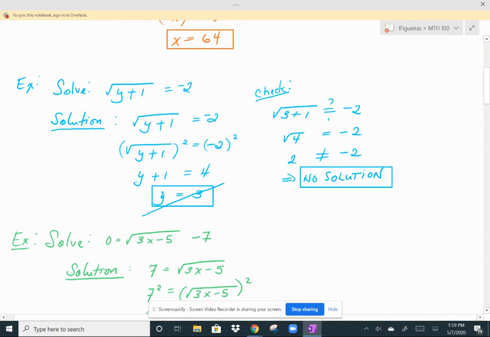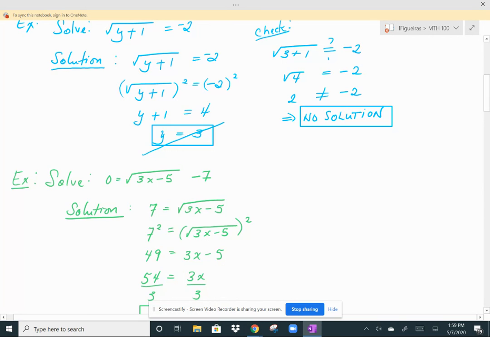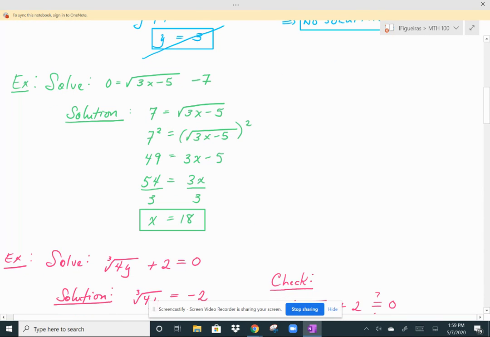Okay, so here's another example. Here in green, I have 0 equals the square root of 3x minus 5, minus 7. So again, here I have a radical with 2 terms on the inside, but that minus 7 is on the same side as the radical. So the first thing you want to do is add 7 and move it over to the left side. So that's our first step.